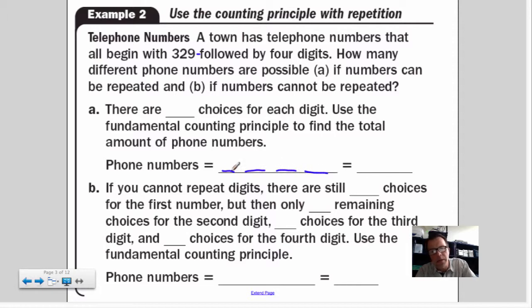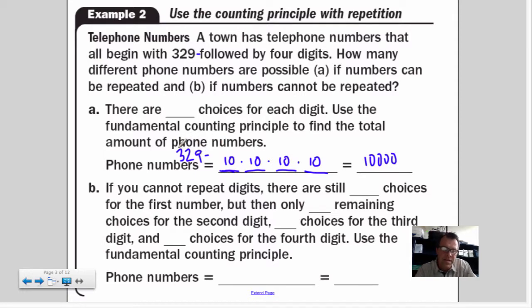And so I say, okay, well, the first digits, again, for the phone number, you'd have 329 dash. All right, how many digits can I pick from? Well, 0 to 9. That's 10 choices. And then I'm allowed to choose the same digit again. So again, I have 10 choices. And then I'm allowed to pick from 0 through 9 again, 10 choices, and then 0 through 9 again, 10 choices. So when I multiply these numbers together, I get 10,000 different possible phone numbers, all starting with 329.